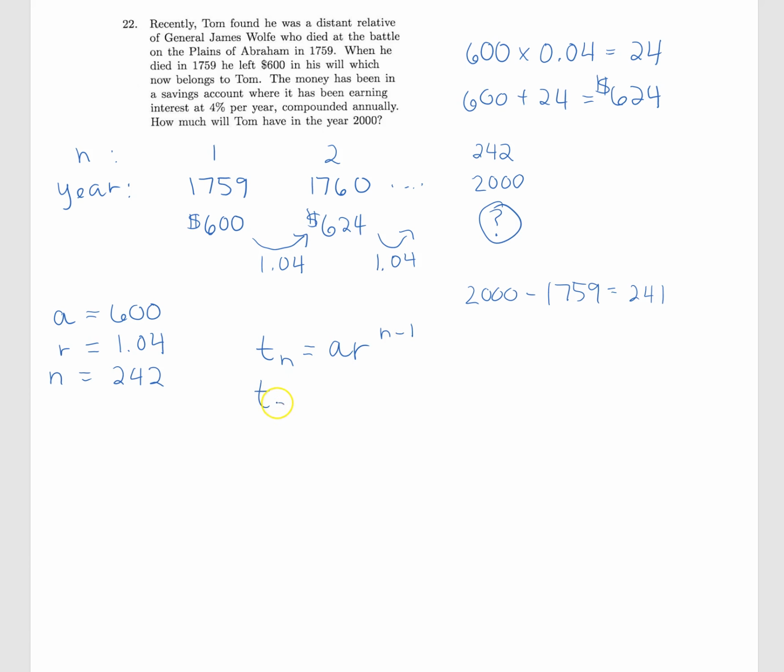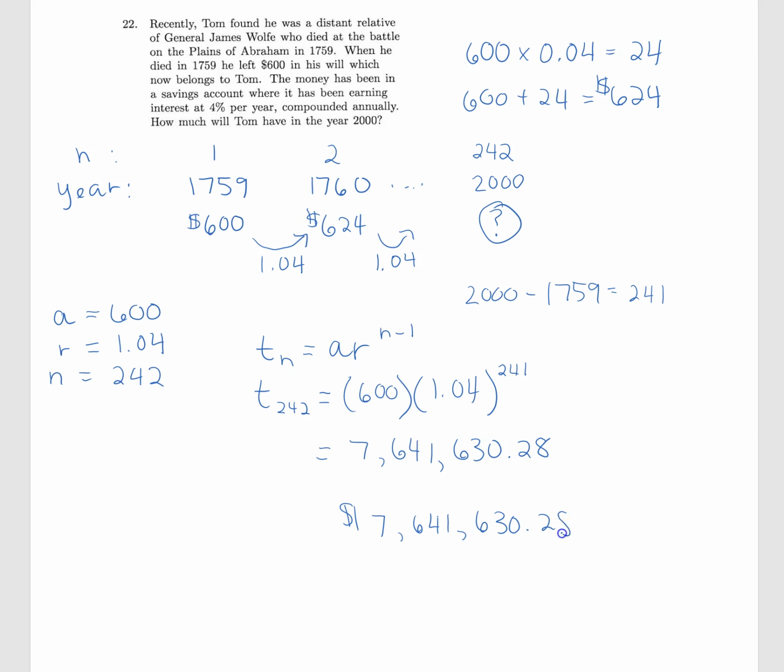So we want T242. So this is going to be 600 times 1.04 to the power of n minus 1, so that's 242 minus 1, so that's 241. So if you plug that into your calculator, 1.04 to the power of 241 times 600, you get this huge number. And so this means that in the year 2000, Tom will have, that's $7,641,630.28.